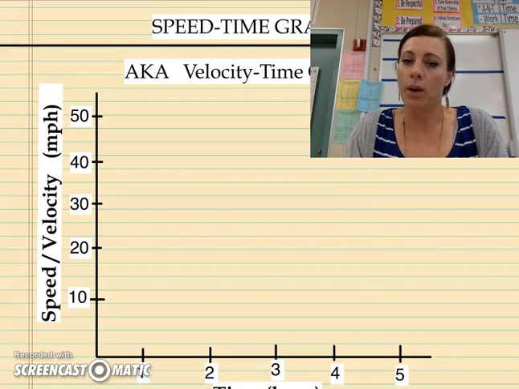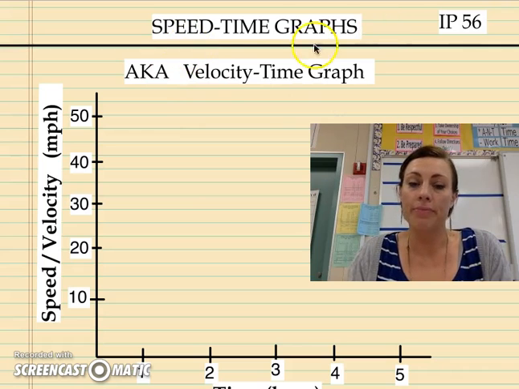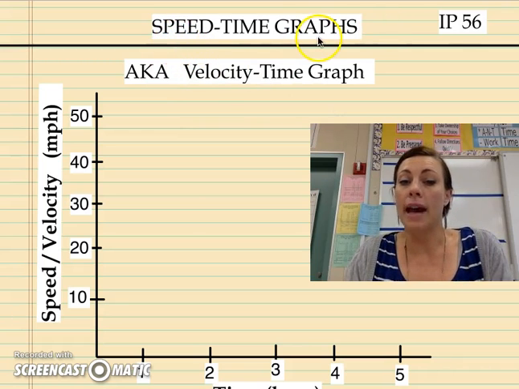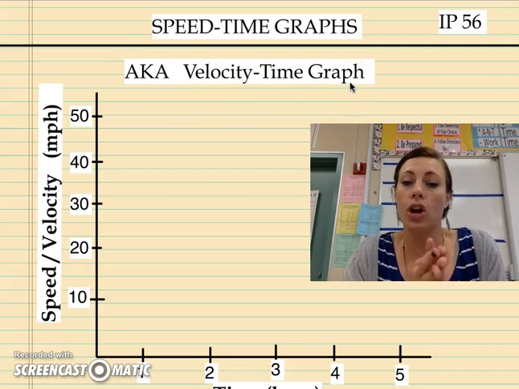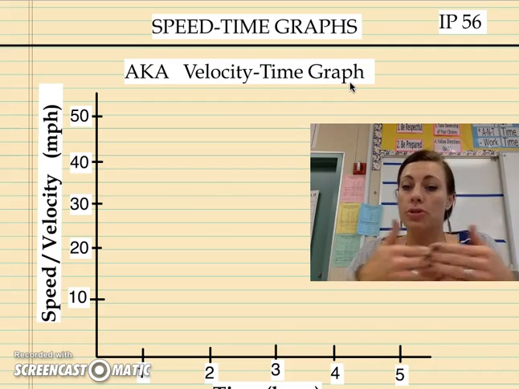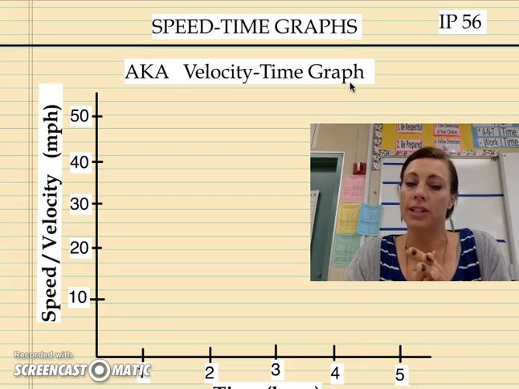So here's what we're going to do today. We're going to start on IP56. I want you to title it. We're going to be talking about speed time graphs today, also known as velocity time graphs. So I just want you to know that these two terms can be used interchangeably because you may see either one of these titles at different times.